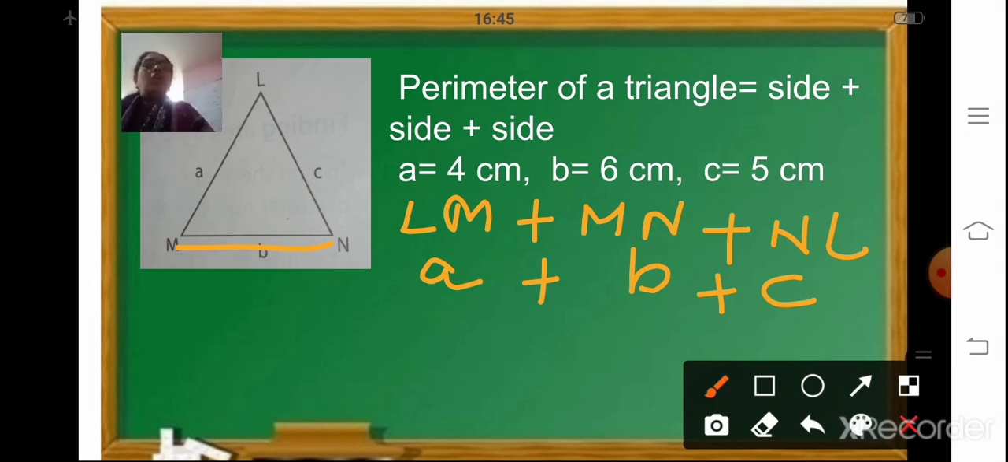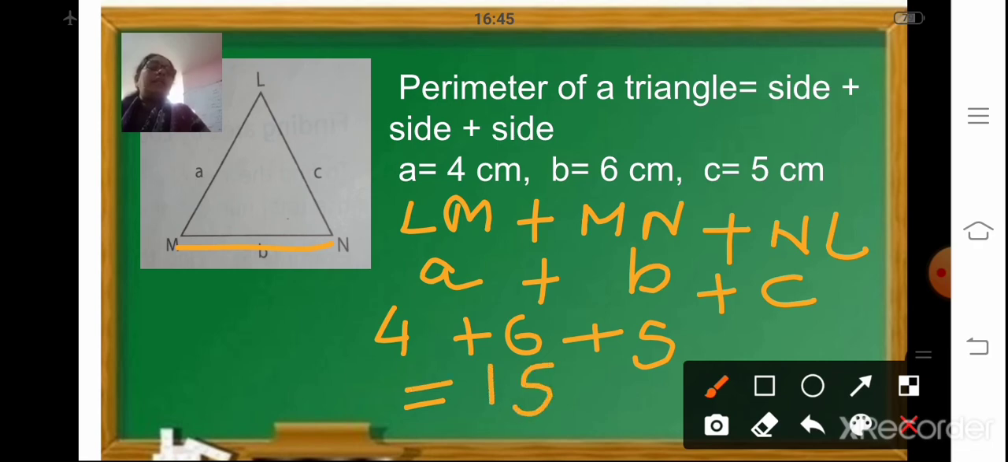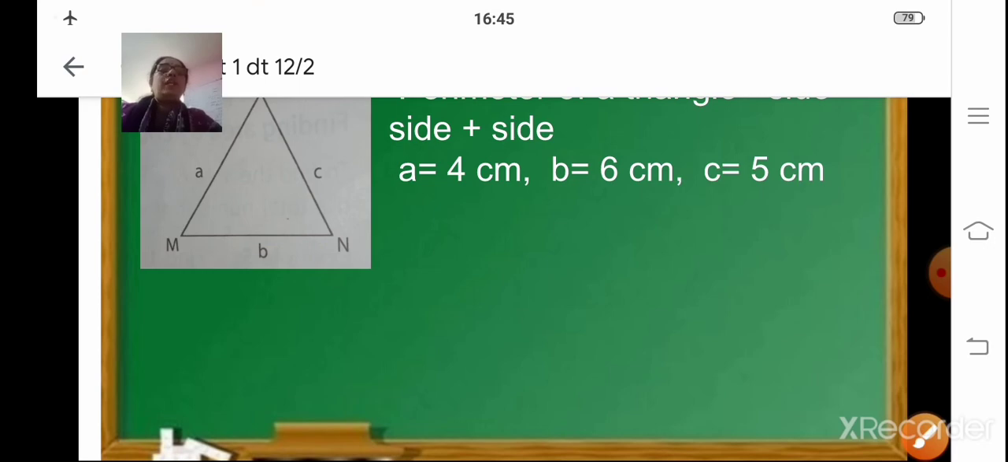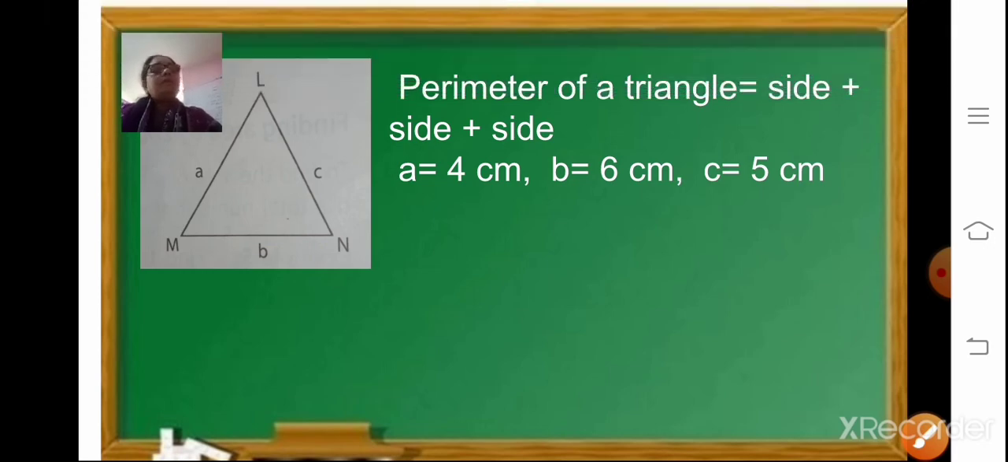Now the measure of side A is 4 centimeters. So you'll add it as 4 plus 6 plus 5. Now when you add all the three sides, the perimeter of a triangle is 15 centimeter. Yes. So to find the perimeter of a triangle, we will add all the three sides.